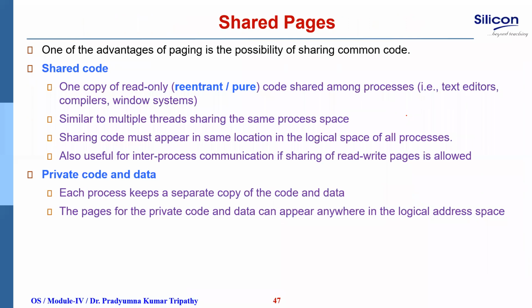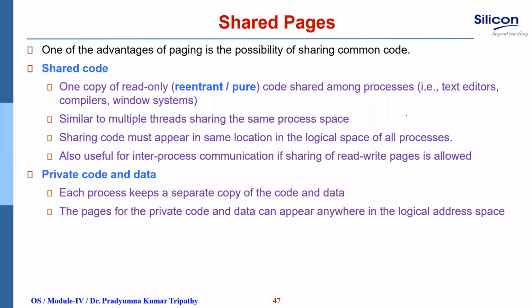Okay, there are some pages called shared pages. One of the advantages of paging is the possibility of sharing common code. One copy of the read-only code is shared among processes. This is similar to multiple threads sharing. So I'll give one example of a shared page. For example, 3 users are using the same MS Word, but they are opening their own documents. So you are opening 3 documents, but all are MS Word documents.